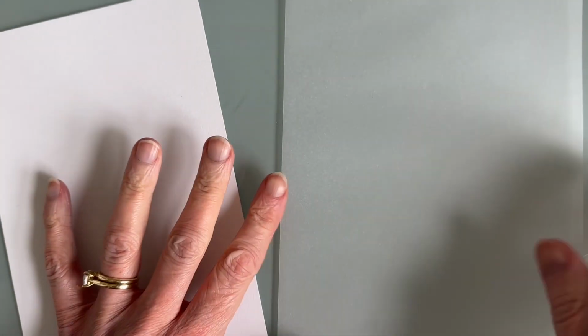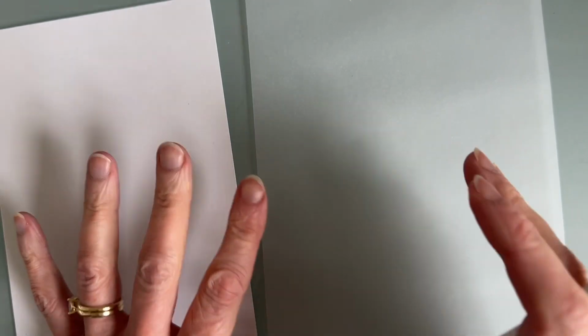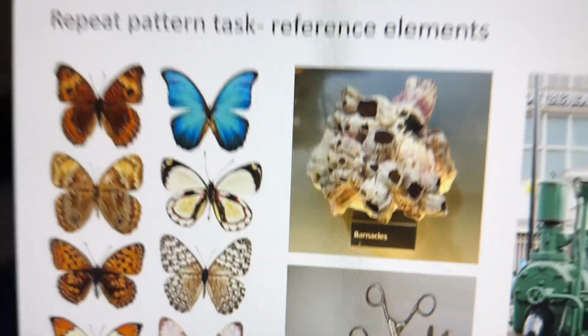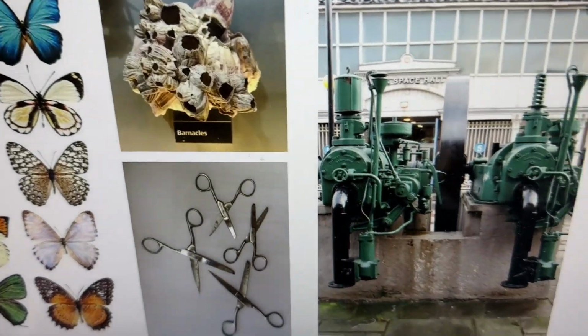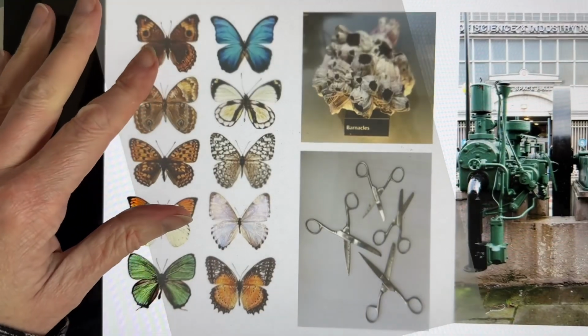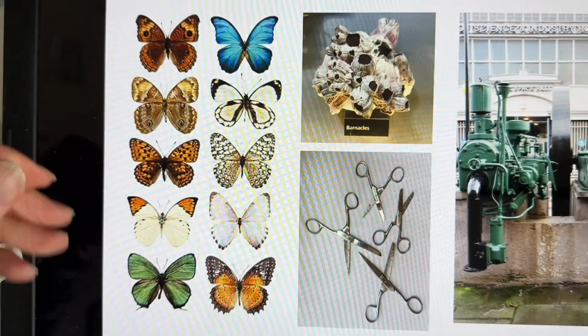Right, so what I'm going to suggest is you have a piece of tracing paper and a smallish piece of paper, about A5 would be a good size. And what you're going to do is you're going to start designing and taking elements from other sources. So I've shown you already on my screen that I've got butterflies and barnacles and all kinds of things. I'm going to just grab my tracing paper and I'm going to take a section of a butterfly's wing. You see what I've just done? I've taken one little area from the butterfly wing.